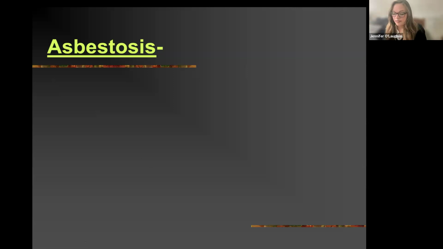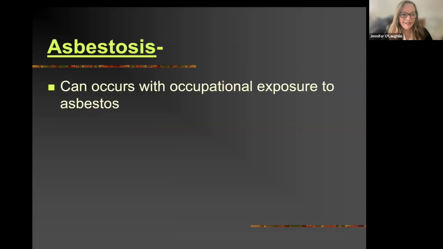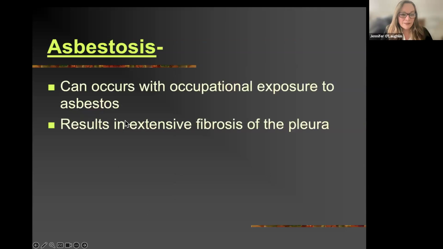Okay, so the next dust disease that we'll talk about is asbestosis. This happens with occupational exposure to asbestos. So this happens more in construction workers, pipe fitters, anyone that works with building materials, particularly that were made before 1980. So 1980 is when they said, hey, let's not put asbestos in building materials. It's actually really bad for you.